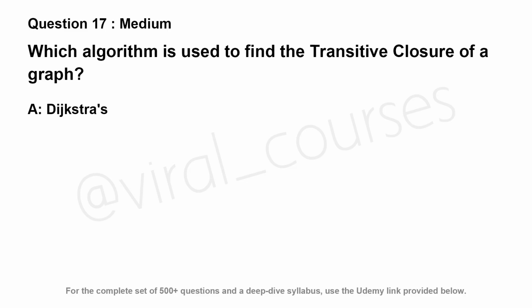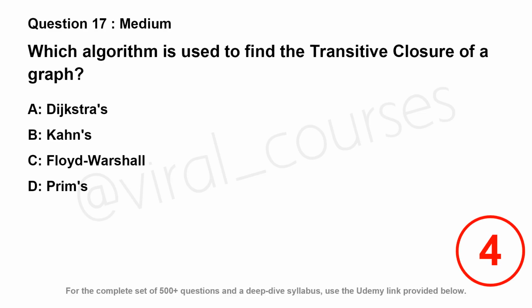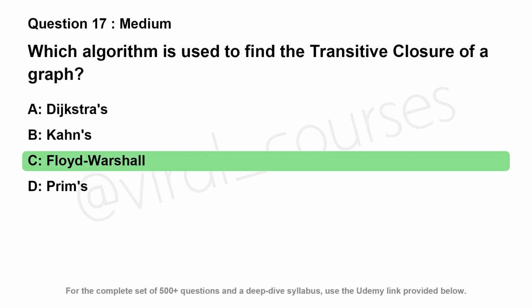Which algorithm is used to find the transitive closure of a graph? Option A, Dijkstra's. Option B, Kahn's. Option C, Floyd-Warshall. Option D, Prim's. The correct answer is C.